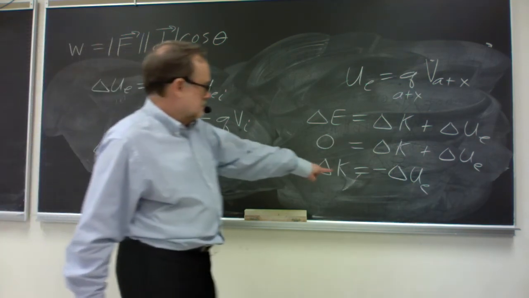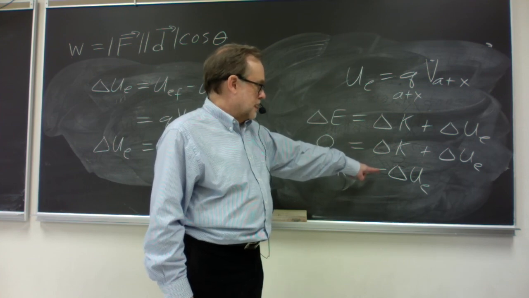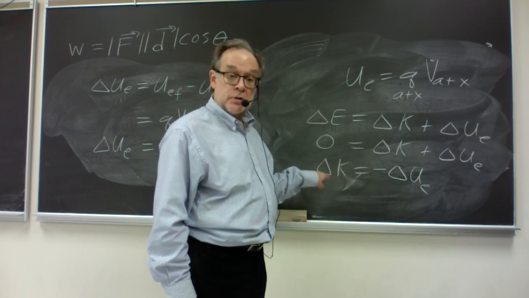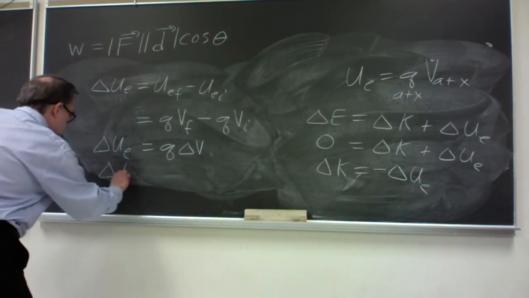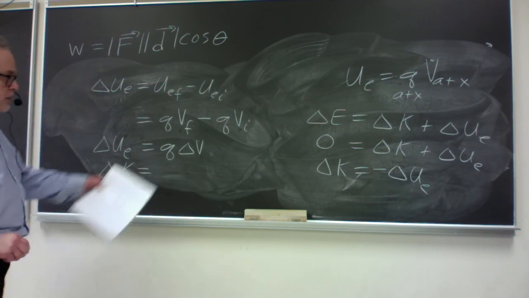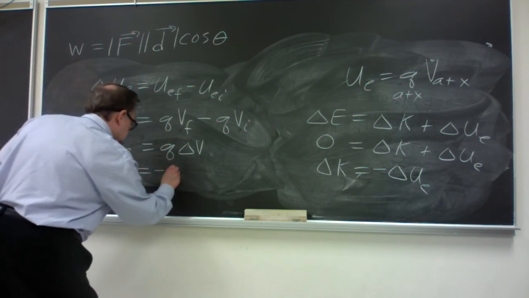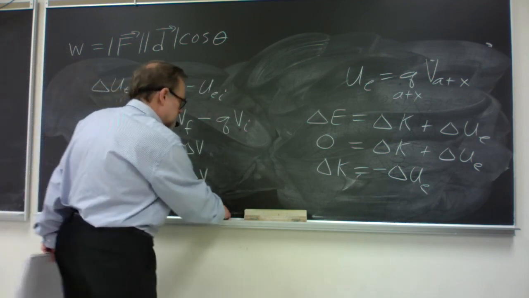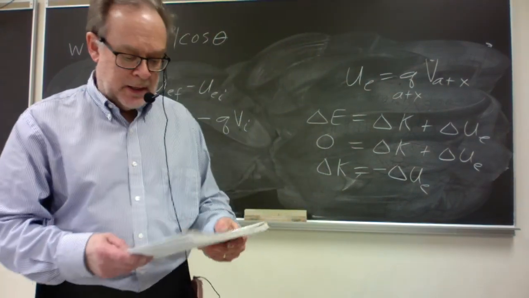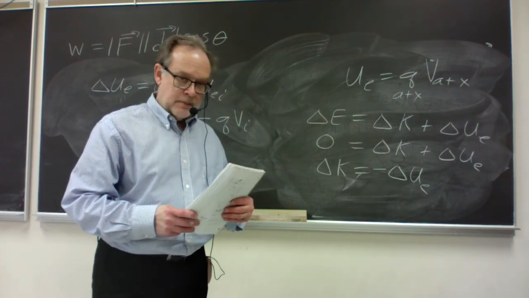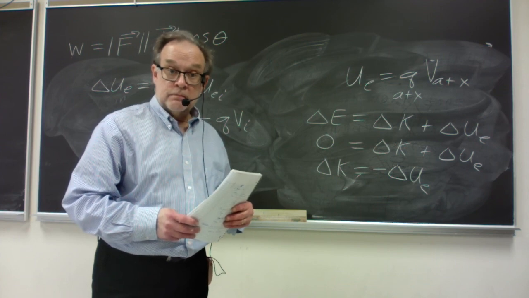But because of this, right, the minus 1 times the change in potential energy is just the change in kinetic energy. Delta K equals minus change in potential energy. In other words, minus 1 times this. And that turns out to be a relationship that we'll end up using quite a bit.